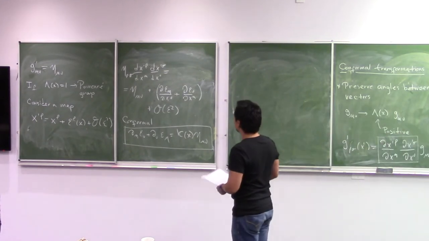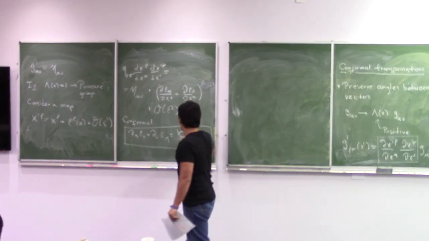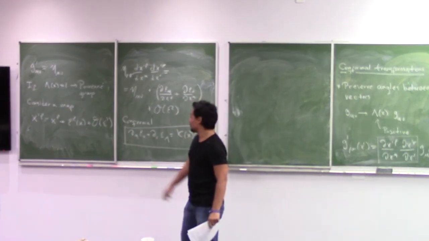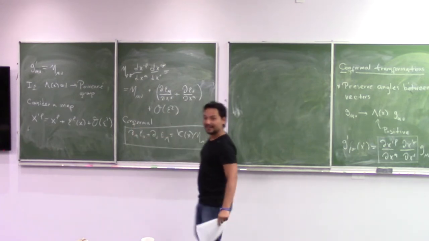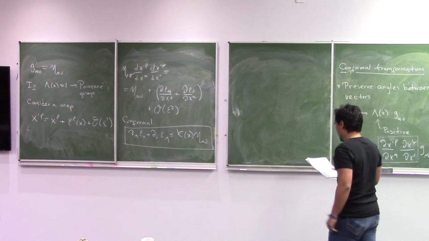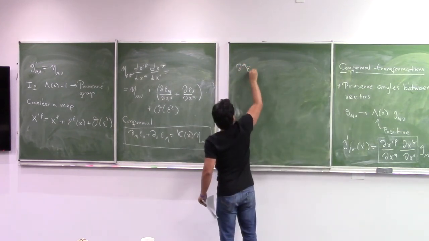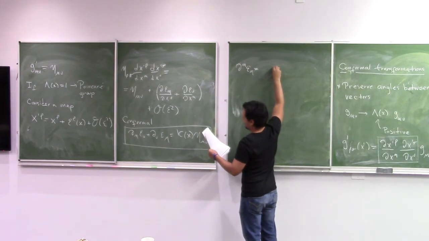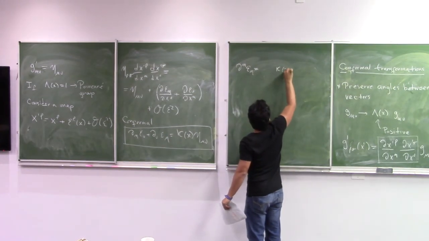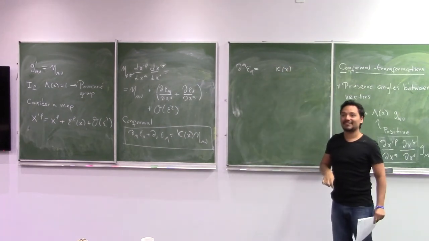So the first thing I want you to notice is what happens if I just trace both sides with an eta. What do I get on this side if I trace? Tracing means contracting the indices. Okay, so what you will find is that d mu, epsilon mu equals, and the coefficient in front. What's that coefficient?